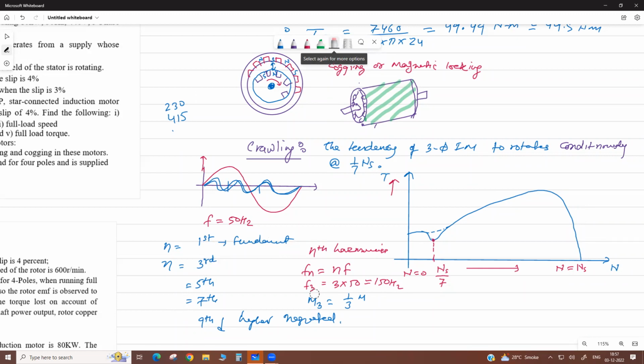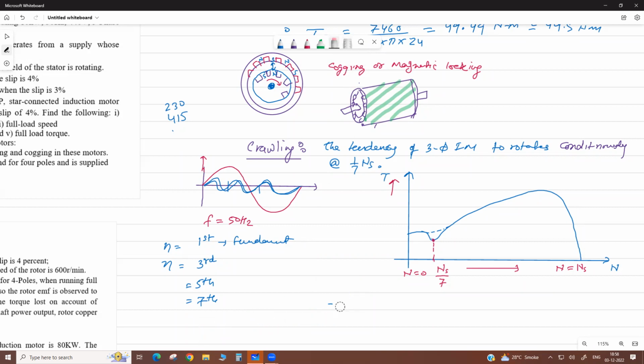So this is the harmonic. Their frequency is increased, but magnitude is decreased. Now if we talk about the ninth and above, their frequency is very high, and their magnitude is less. So they have less effect. So we have neglected the higher order. Now we only consider up to 7.